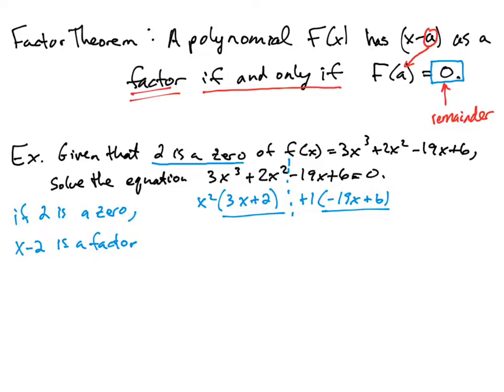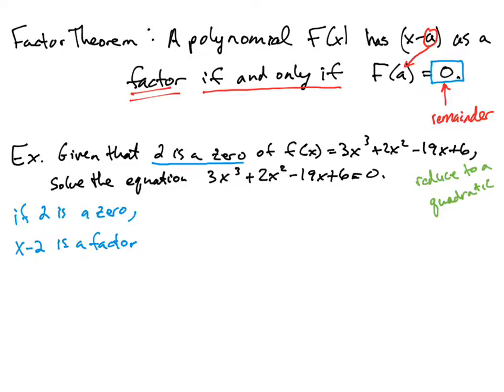So because we cannot factor this by grouping, we need to approach this with a different strategy. And the strategy is going to be to reduce this to a quadratic. And if we can reduce this to a quadratic, we know how to solve quadratic equations. So that's going to be the approach. Okay, so we're going to divide this with synthetic division using 2 as the divisor.